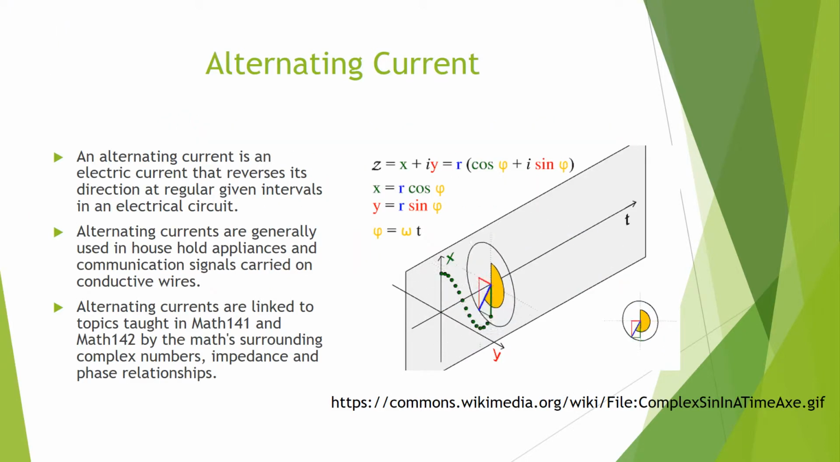An alternating current is an electric current that reverses its direction at regular given intervals in an electrical circuit. Alternating currents are generally used in household appliances and communication signals carried on conductive wires. Alternating currents are linked to topics taught in Math 141 and 142 by the maths surrounding complex numbers, impedance, and phase relationships. On the right, we have the classic example of a sine wave in AC circuits.